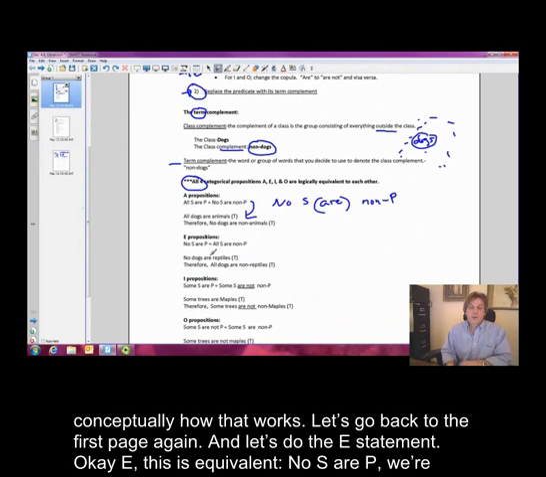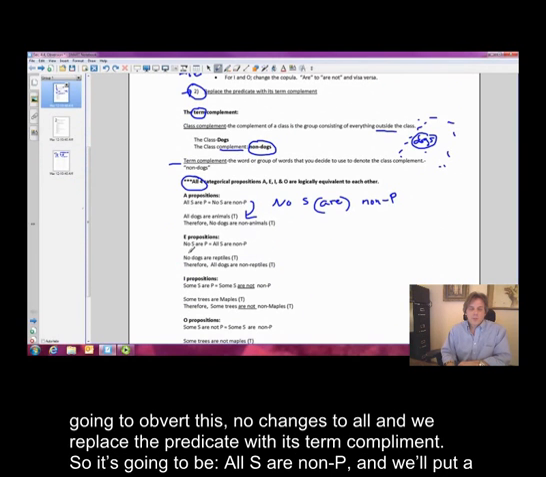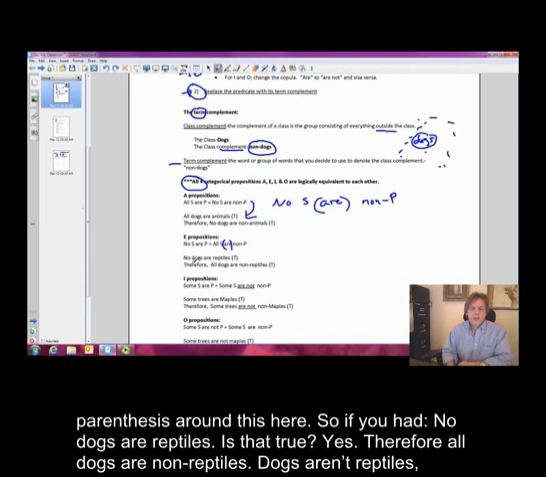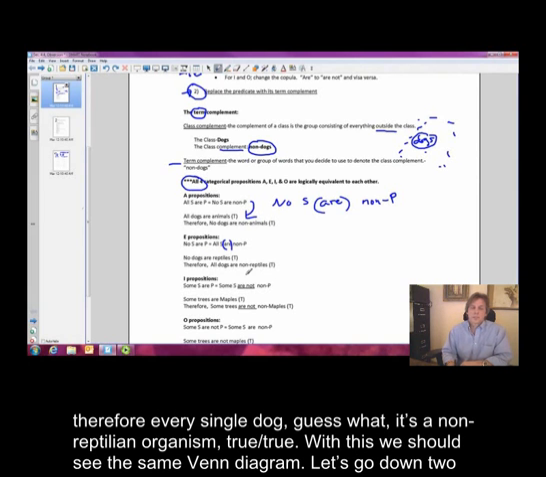No S are P. If we're going to obvert this, no changes to all, and we replace the predicate with its term complement. So it's going to be all S are non-P. We'll put a parenthesis around this here. Okay? So if you had no dogs are reptiles, is that true? Yes. Therefore, all dogs are non-reptiles. If not, dogs aren't reptiles. Therefore, every single dog, guess what? It's a non-reptilian organism. Okay, true, true.